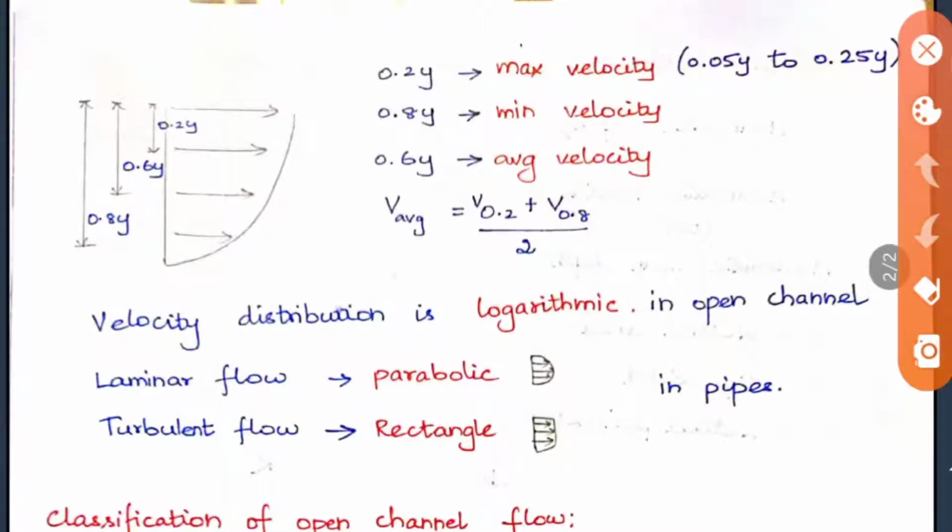Here this is the velocity profile of the fluid that is passing through the open channel. If you take this, this will be your highest velocity, and the maximum velocity occurs at a point 0.2 times the y only.